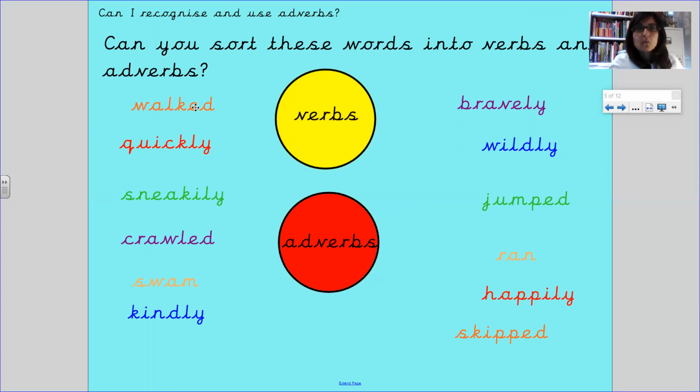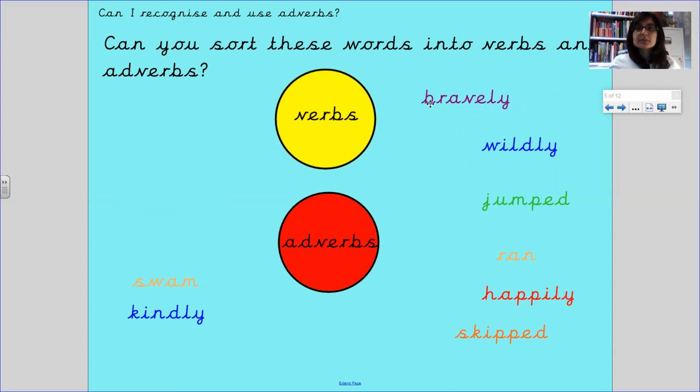Right, walked, verb or adverb? It's a verb, so you should be standing up. Quickly, adverb or verb? You should be sitting down. Well done. Sneakily. That's right, it's an adverb, should be sitting down. Crawled, are we standing up or are we sitting down? That's right, you should all be standing up. I'm going to switch to the other side. Bravely, should we be standing up or should we be sitting down? Is it a verb or is it an adverb?